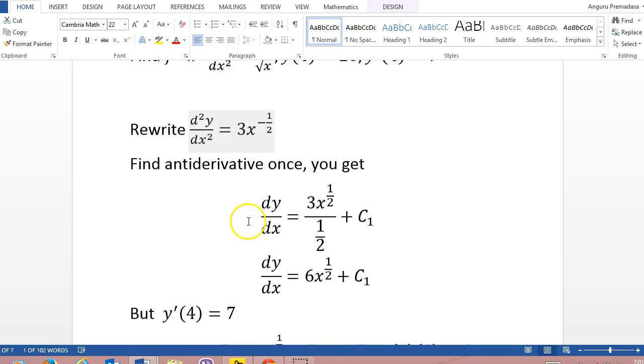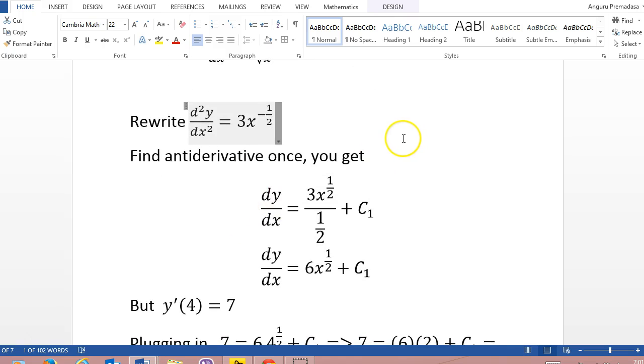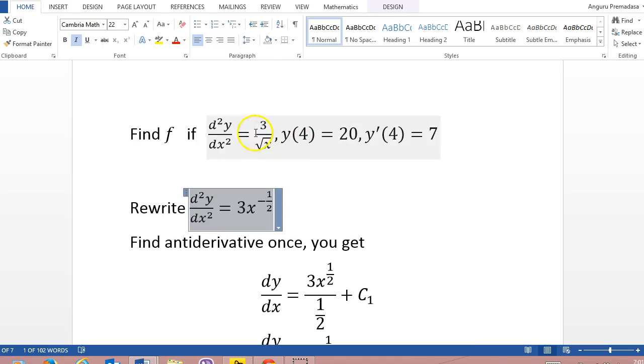Now, finally, to end this up, let's do a different type of problem. This is an initial value problem. You're given the second derivative of y as this, and at the same time, two initial conditions are given: y of 4 is 20 and y prime of 4 is 7.